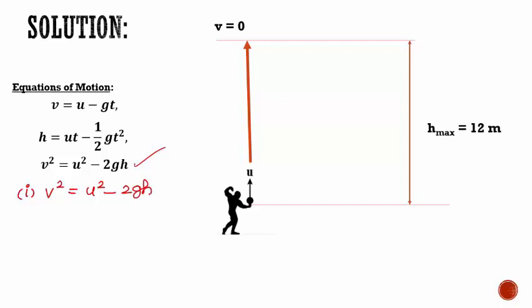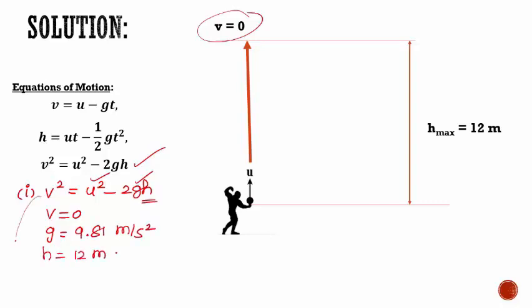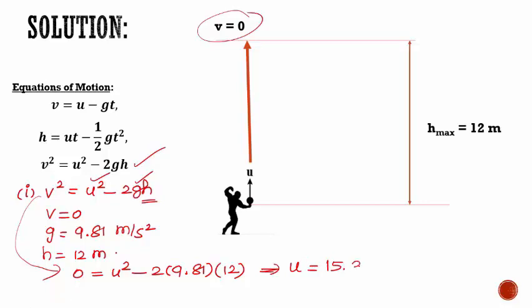Here the final velocity of the stone will be 0. Initial velocity is to be found out. g is the acceleration due to gravity, that is 9.81 meter per second square. h value is 12 meter. On substituting the values, 0 = u² - 2 × 9.81 × 12, from which we can get the value of initial velocity u as 15.3441 meter per second.